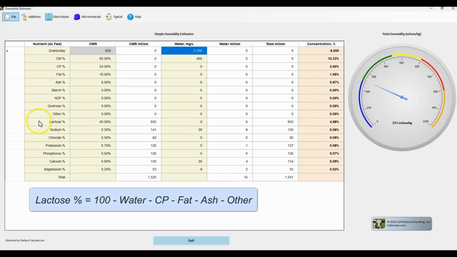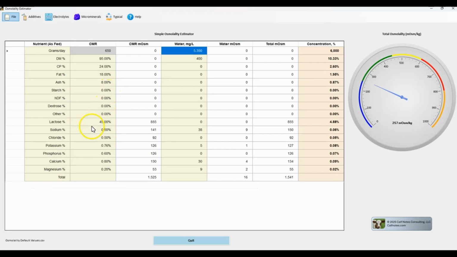Lactose is calculated using the equation 100 minus water, protein, fat, ash, and other listed components. In this case, lactose is calculated at 45%. This is an important assumption because, as shown in the second column, lactose contributes the majority of osmoles in the final solution. The mineral concentrations are listed below lactose and also contribute to overall osmolality.